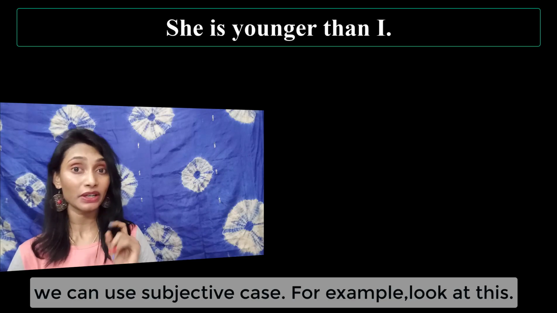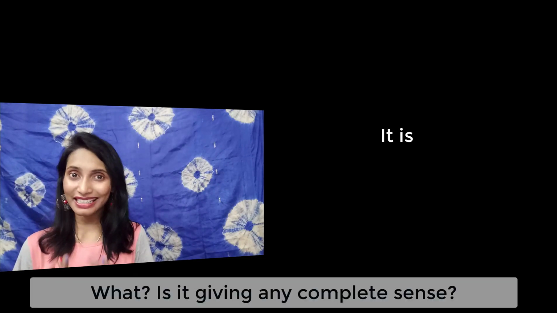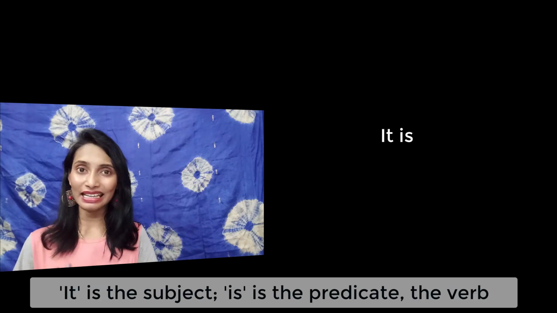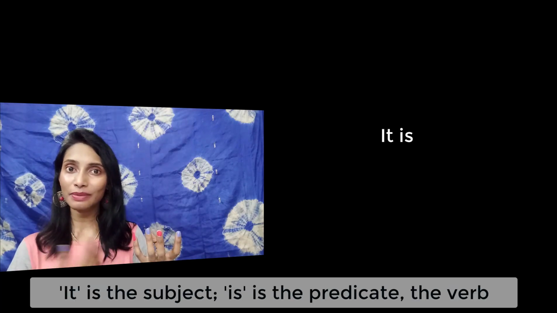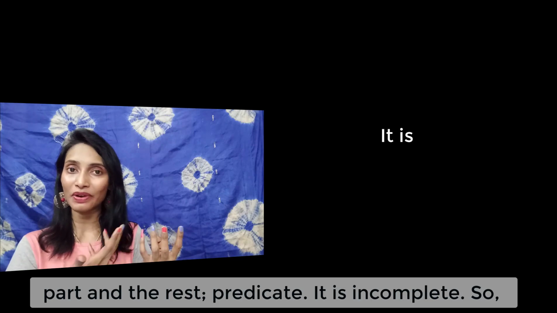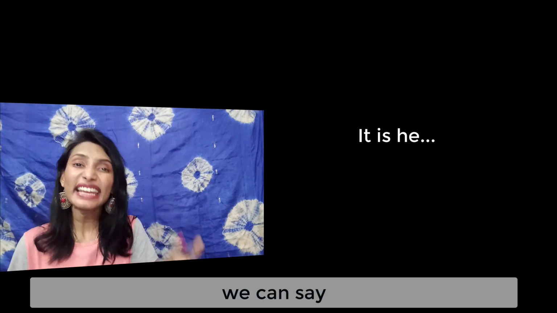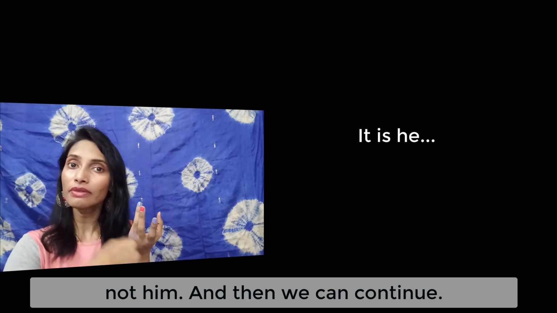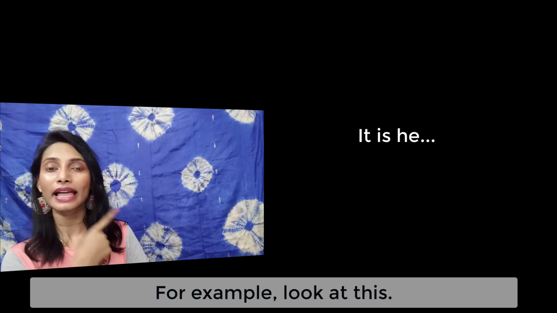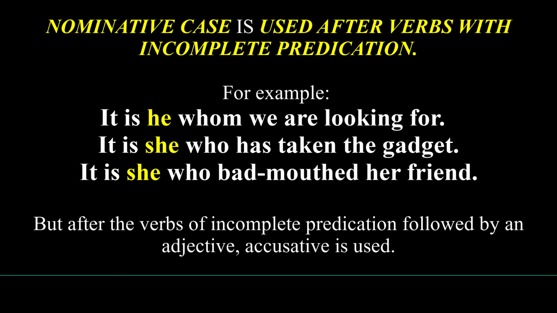For example, look at it. "It is" what? Is it giving any complete sense? "It" is the subject. "Is" is the predicate, the verb part and the rest. Predicate, it's incomplete. So we can say "it is he," not "him," and then we can continue. For example, look at this. It is he whom we are looking for. It is she who has taken the gadget. It is she who badmouthed her friend.